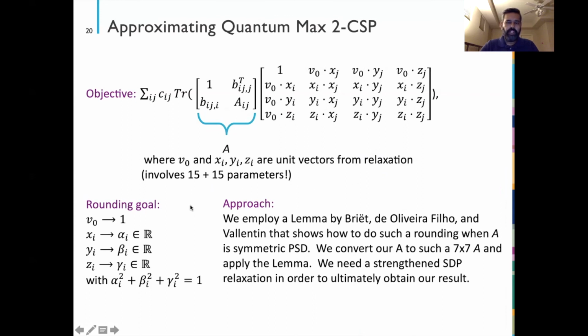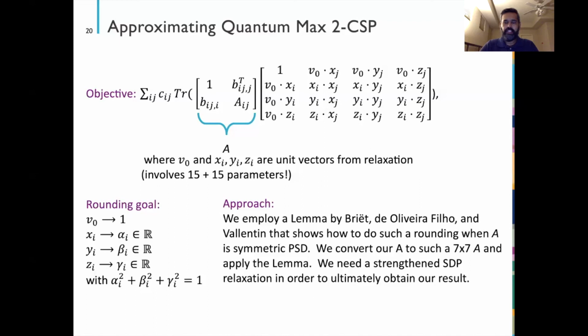The way we do this is we actually still are able to do it in a black box fashion by leveraging work of Briët et al. There they show that if you have this setting where your matrix A here is symmetric PSD, then you can get a reasonable approximation. Our matrix A isn't symmetric PSD, so we have to do a little bit of work to make it so. And then we can use that as a black box. That's not the end of the story. To actually get a decent relaxation, we need to figure out how to handle the linear term. And then we also need a strengthened SDP. We need second moment constraints to get it strong enough to get a decent approximation.